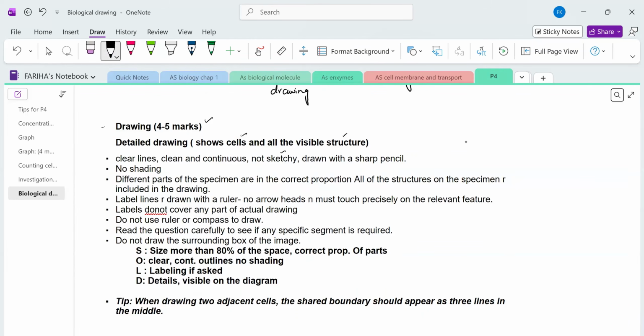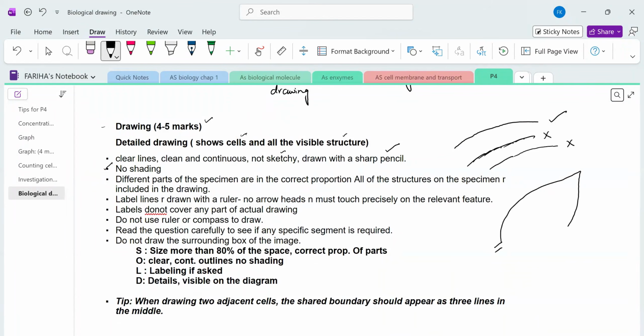For example, you need to draw a clear continuous line. It shouldn't be like this, or a discontinuous line, a slight discontinuous line. So both of them are wrong. Only this line is correct. Okay. It should be drawn with a sharp pencil, no shading. For example, what does it mean?